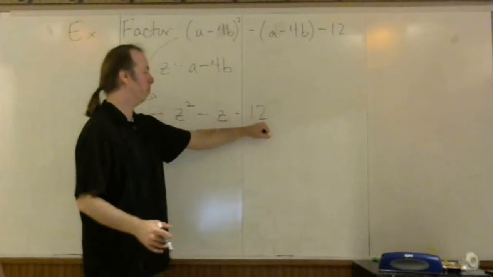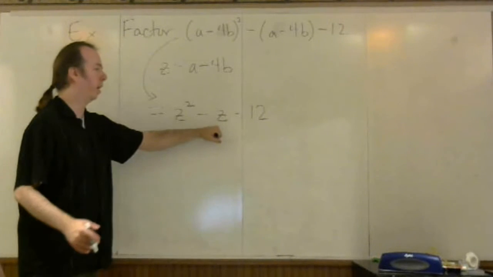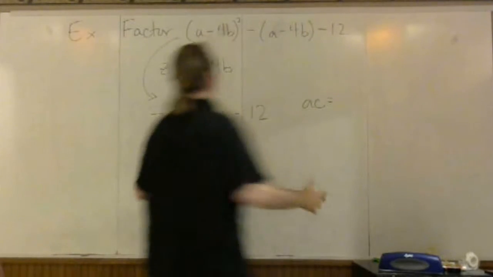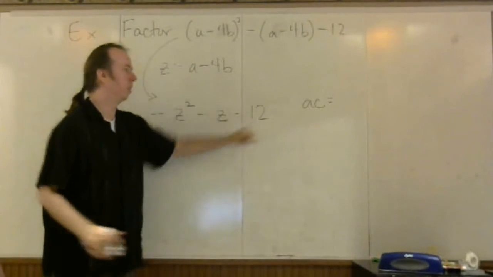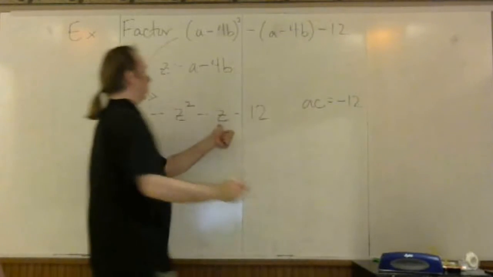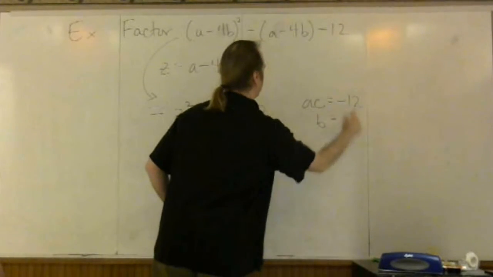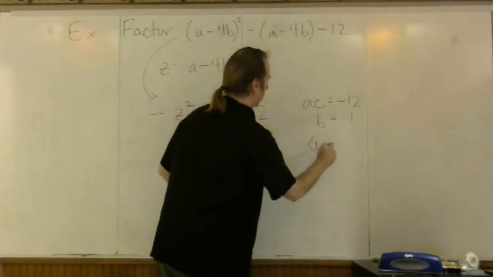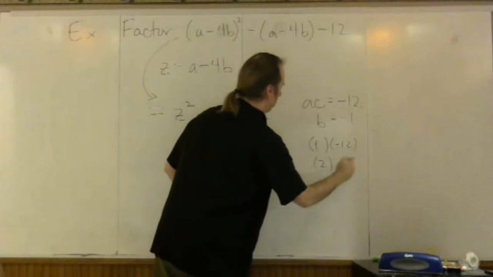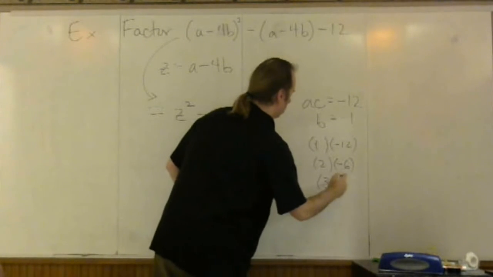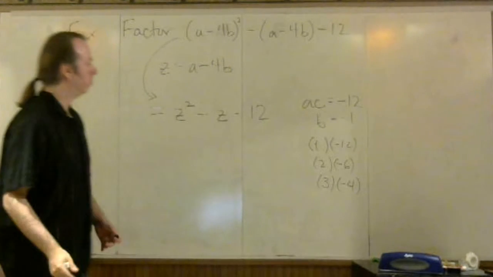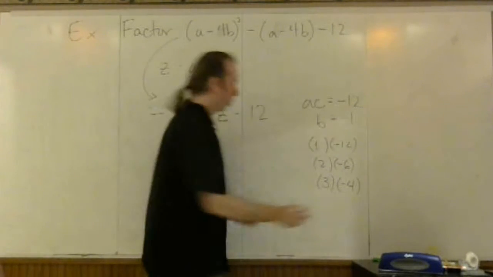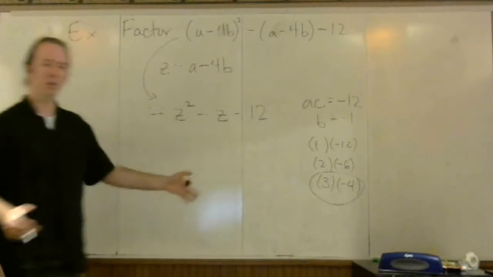I want two numbers that multiply to be minus 12 and add up to minus 1. So, again, we're using the AC method. A times c is minus 12. My b is minus 1. And if I go through the different factors, 1 times minus 12, 2 times minus 6. Once I get to 3 times minus 4, those multiply to minus 12 and add up to minus 1. Those are the two I'm looking for.